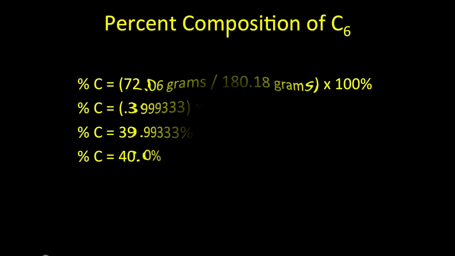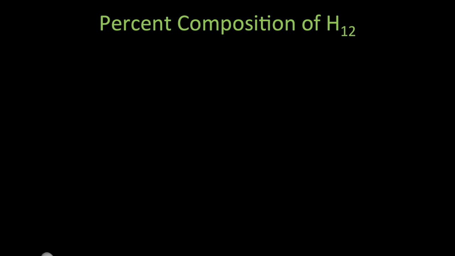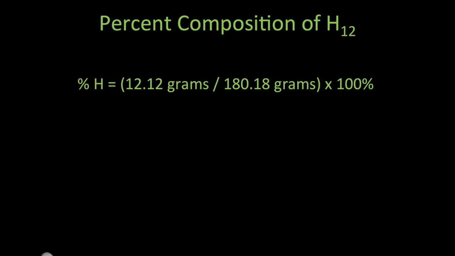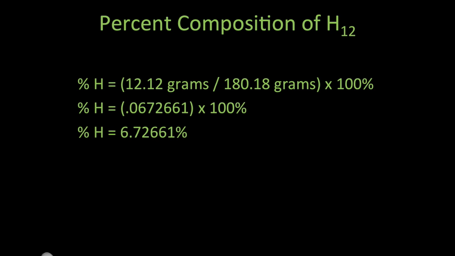Now we will calculate the percent composition of hydrogen. To do this, we will divide 12.12 grams by 180.18 grams times 100% based on the previous equation we used. After multiplying by 100% and rounding to the nearest 10th decimal place, we get 6.7%.